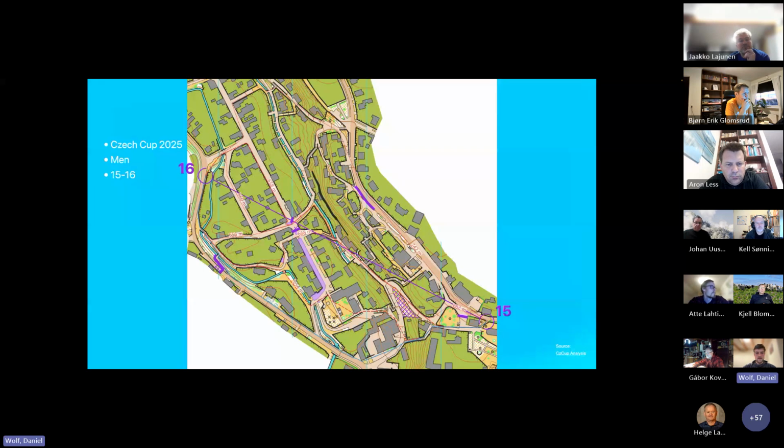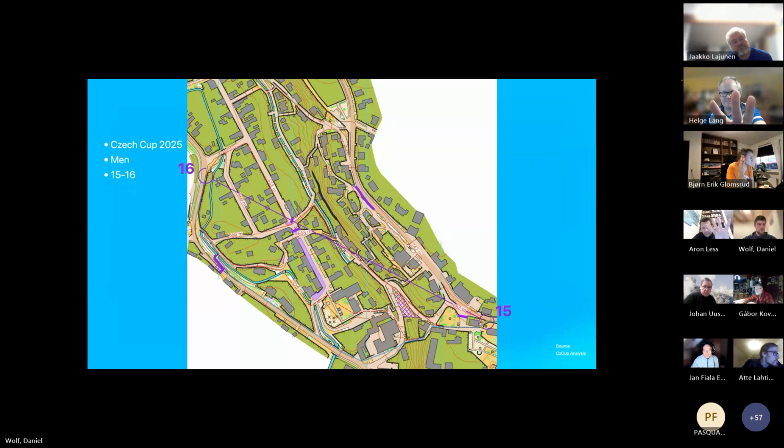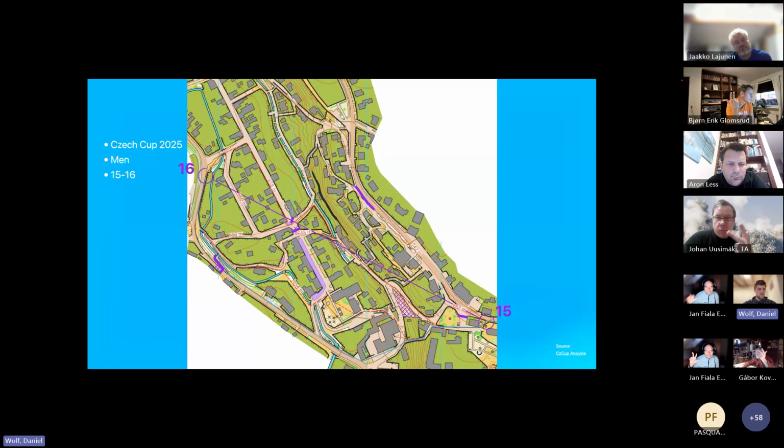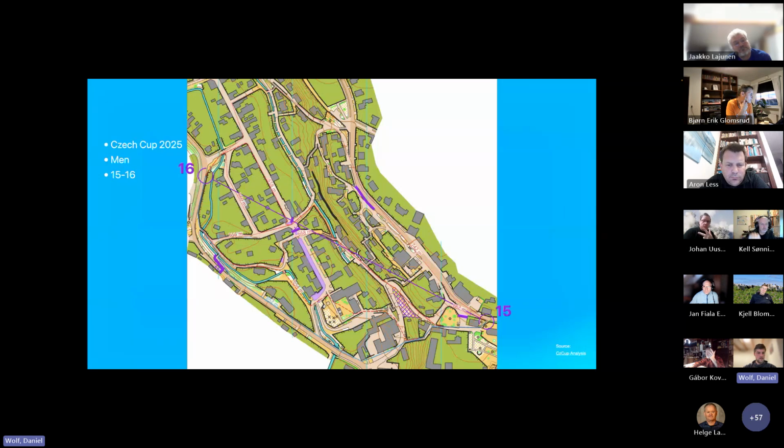Another leg from the same event, Czech Cup from this September. This is men's elite, from 15 to 16, but women's elite has the same or a very similar leg. There are approximately 8 variants and some sub-variants. So you can check it, compare, and you can vote. I see number 4, number 3, number 3, 4, 2, 3. Yeah, so again, most of you who are joining are around 2, 3.